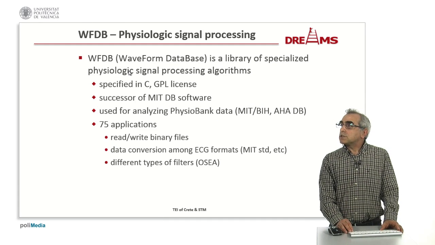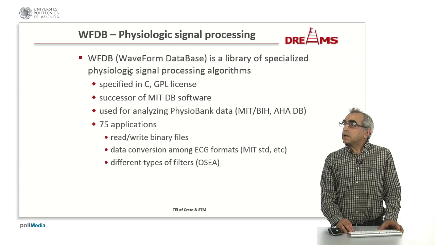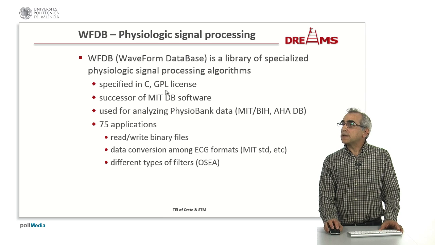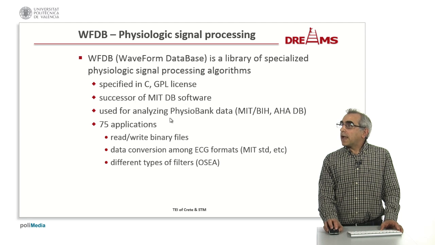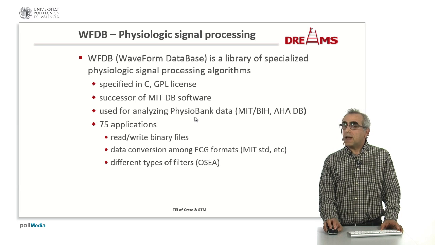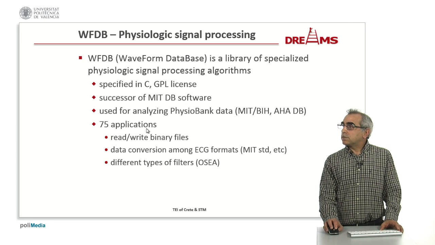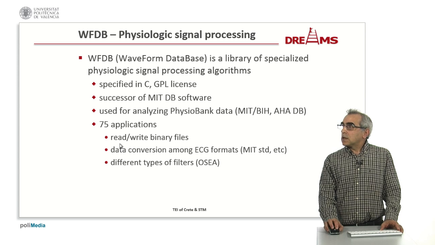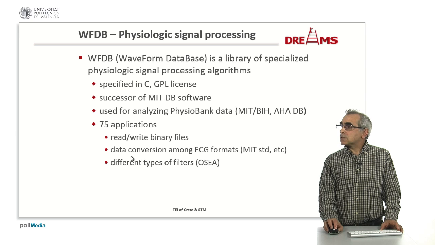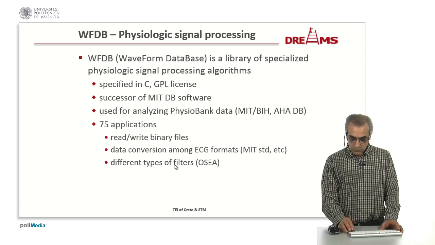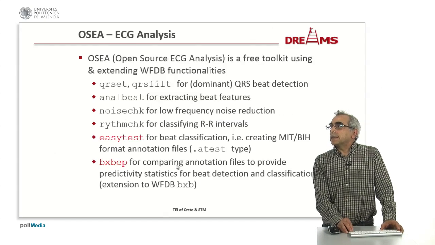The WFDB, as we said, is a library of specialized signal processing algorithms. It's specified in C with a GPL license. It's a successor of the popular MIT database software, and it has been used a lot to analyze PhysioBank data, which is available in different databases. There are 75 different applications within this WFDB software. We have applications to read and write binary files in different formats, we have conversion between different formats, and we have different types of filters, which are also in the OSEA package.